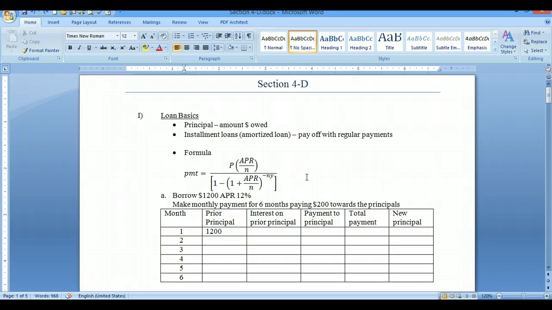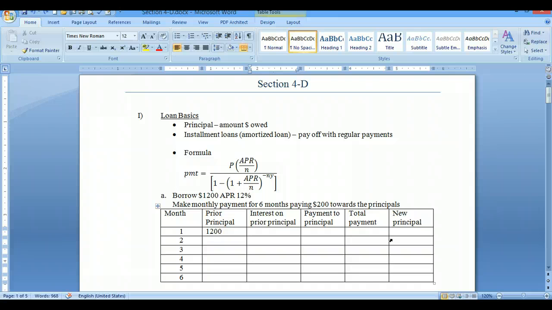Our first example is, let's suppose we're borrowing $12,000 and we have an APR of 12%. We're going to make monthly payments for 6 months and pay $200 towards the principal. So the first thing we need to find out is how much interest we're accruing on the principal.